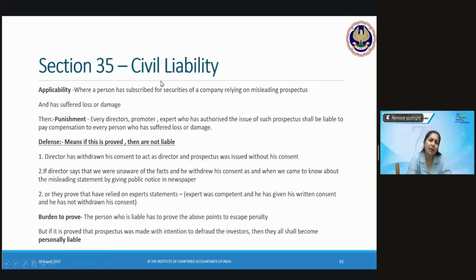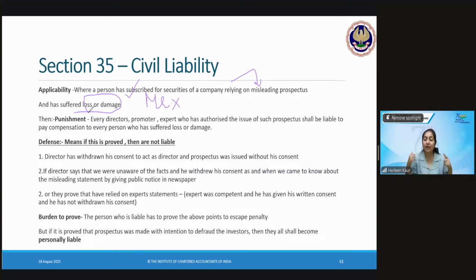Section 35, civil liability. What does it say? Anyone who has subscribed for the securities relying on a misleading prospectus. अब Mr. X के पास क्या rights हैं उसकी बात करते हैं. Mr. X has subscribed for the securities by relying on a misleading prospectus and he has suffered any loss or damage. मैंने आपका कहना माना और मैंने prospectus के बेस पे शेयर्स खरीदे और वो prospectus misleading था, आपकी वजह से मुझे लॉस या डैमेज हुआ, सेक्शन 35 आ जाएगा मेरे पास.